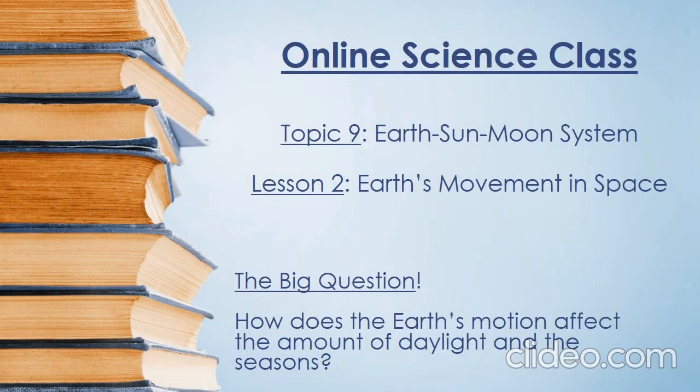We are on the same topic, which is topic 9, Earth, Sun, Moon system. We're moving on to the next lesson, lesson 2, the Earth's movement in space. In lesson 1, our lesson was movement in space, where we learned about stars, satellites, meteors, comets, constellations. And I believe you all are able to satisfy the success criteria of the previous lesson.